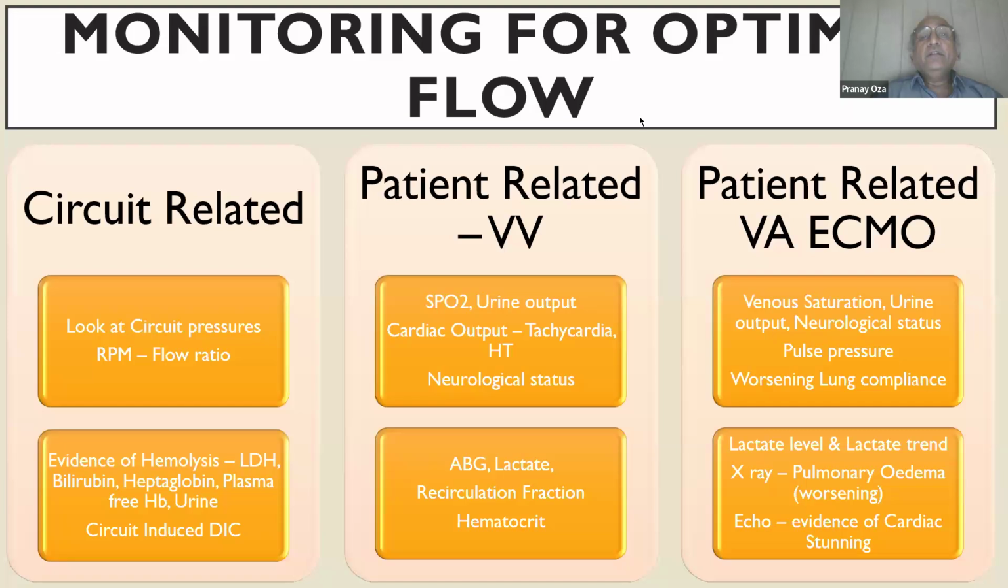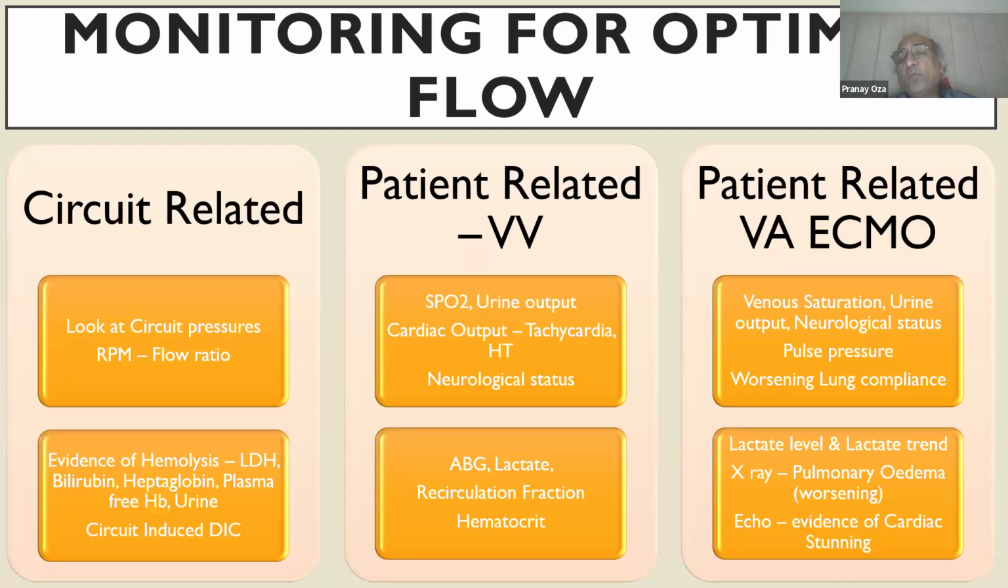Monitoring for the optimal flow: what will be the circuit-related monitoring? Look at the circuit pressures and the RPM and flow ratio. And look at any signs of hemolysis in terms of LDH, bilirubin, haptoglobin, plasma hemoglobin, urine, circuit-induced DIC. Patient-related in VV ECMO, for the optimal flow, look at the saturation, urine output, cardiac output, tachycardia, hypertension, neurological issues. So all those factors you have to see. And investigation-wise, look at the lactate levels, recirculation fractions, and hematocrit.